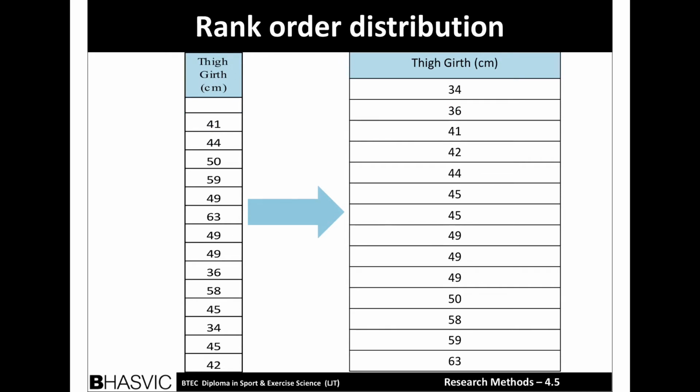Rank order distribution is as simple as it sounds. From the data sample we collected, you then rank the numbers from the lowest to highest. In this example, we used thigh girth, which is measured in centimeters. From the measurements we got, you then rank the numbers in a table like so, starting with 34 as the lowest, all the way down to 63 being the highest.